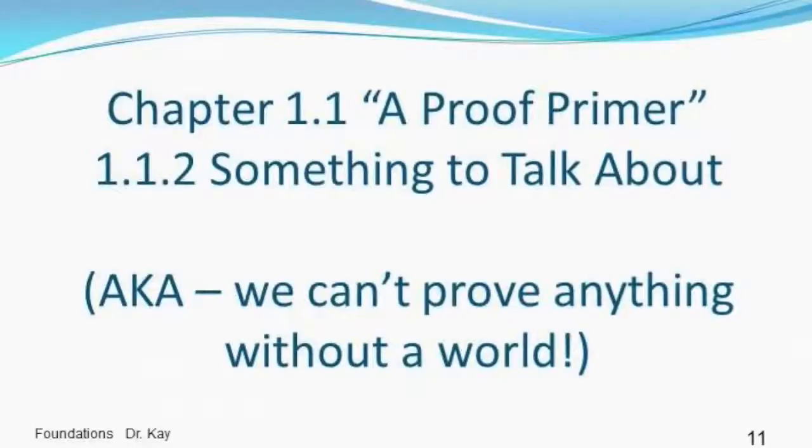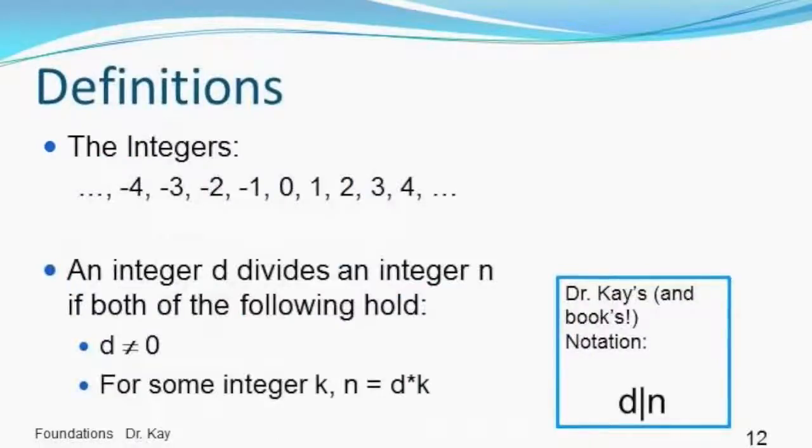Okay, so we're on to 1.1.2, something to talk about. This is just a section that's going to give us some things to write proofs about. In this case, we're going to write proofs about the integers. So the integers is the infinite sequence of numbers, negative, zero, positive, all whole numbers, right? And we're going to talk about an integer dividing another integer. So d divides an integer n if d isn't 0, and for some integer k, n is d times k, right? And the book and I actually agree on notation for this one, so this says d divides n.